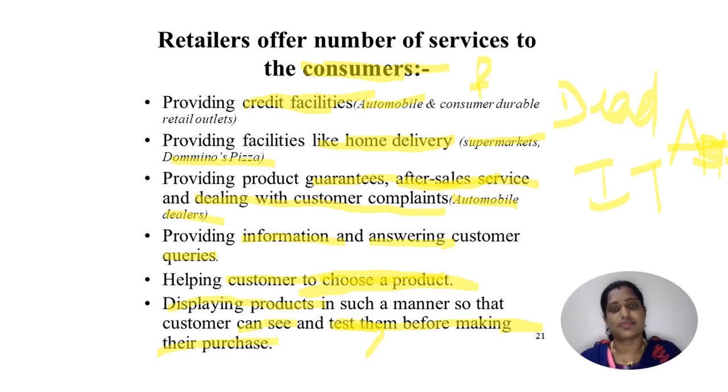The social justice is being done. You can test the product and then you can go for purchasing. So these are the various services which is rendered by the retailer to the consumer, right?